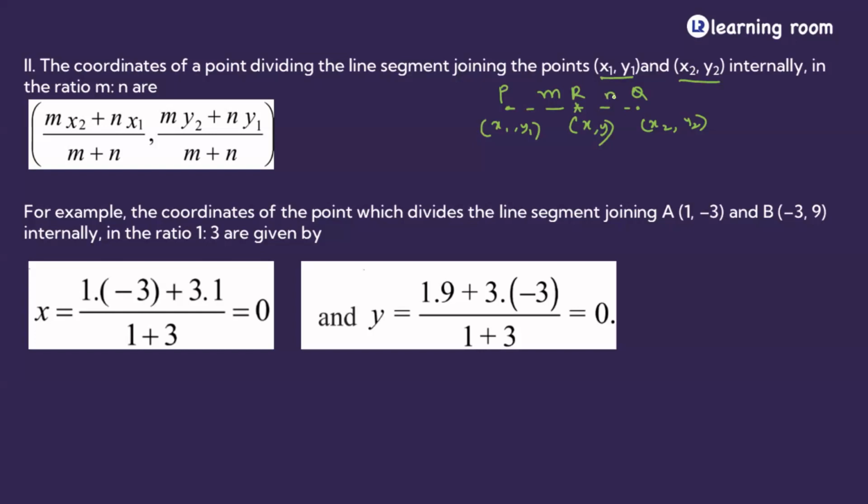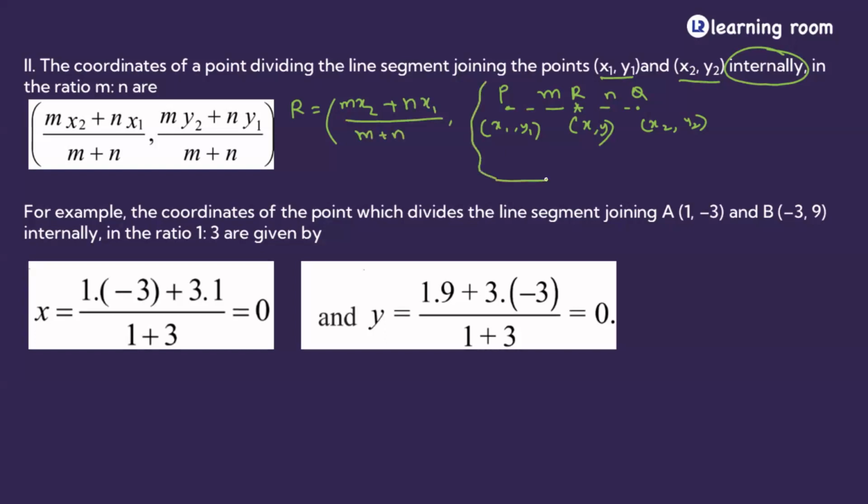See, for example, if the ratio is 3 is to 2, this distance can be 3, this can be 2, or this can be 6, this can be 4, this can be 12, and this can be 8. It keeps on going like that. When we take it like this, then what is going to be the coordinate of point R? Listen to this carefully. The coordinate of point R will be m into x2, plus, if the word internally is used, you have a plus, n into x1, divided by m plus n. This is going to be the x coordinate.